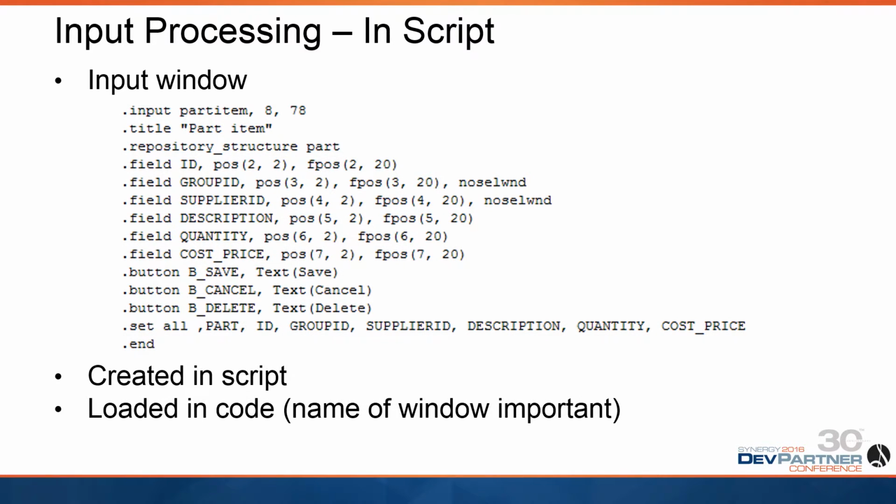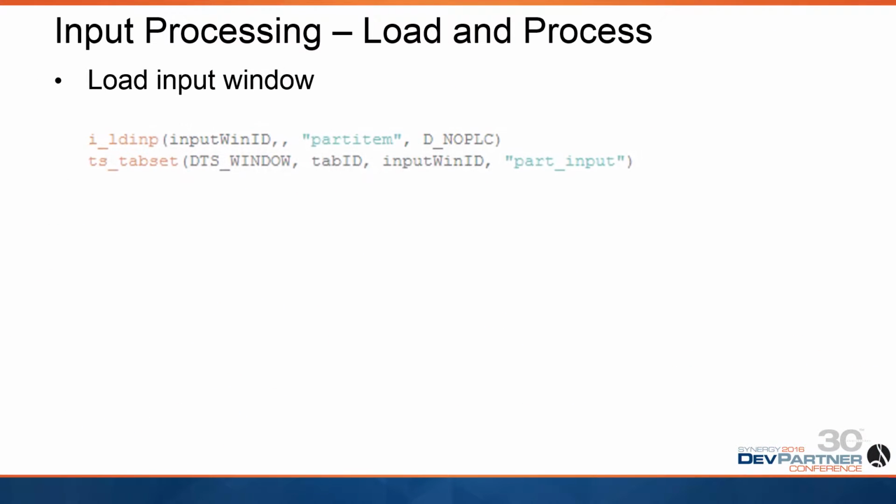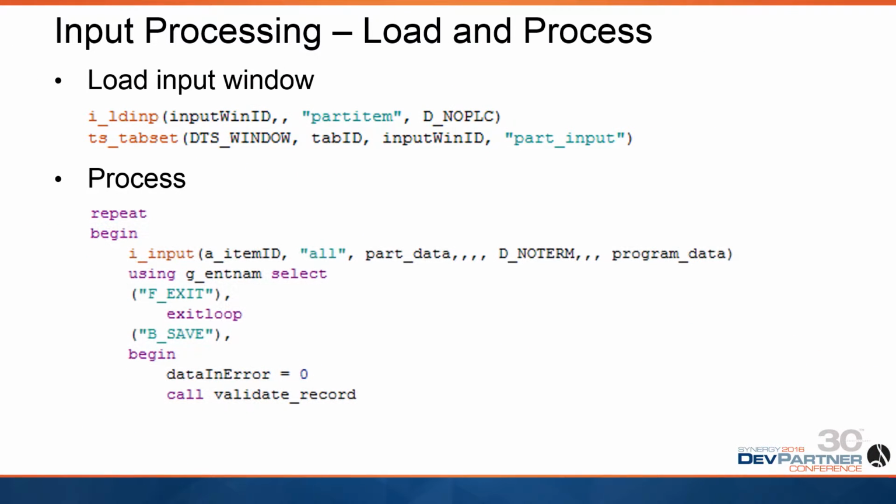So in script, we define the input window, we create it in script, and we load the window into our program. In code, we load the window. More often than not, we'll potentially add it to a tab set because we've got limited real estate on our 24 lines by 80 column wide programs these days. And then we'll go into a processing loop. So we'll wait for them to do the input, and then we'll respond to, is it set complete, or have they selected a menu entry? They may have done save, and you'll go off and validate records and all that kind of good stuff.